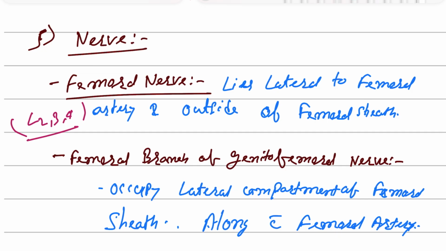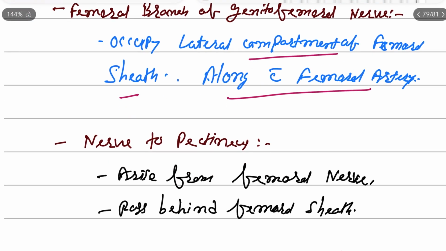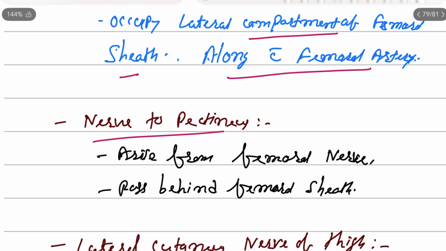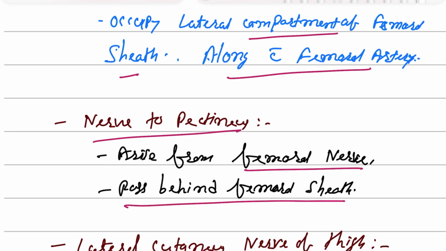The femoral branch of the genitofemoral nerve occupies the lateral compartment of the femoral sheath along with the femoral artery, inside the femoral sheath. The nerve to pectineus arises from the femoral nerve and passes behind the femoral sheath. Passing behind the femoral sheath means it passes behind the femoral artery and vein and supplies the pectineus muscle.